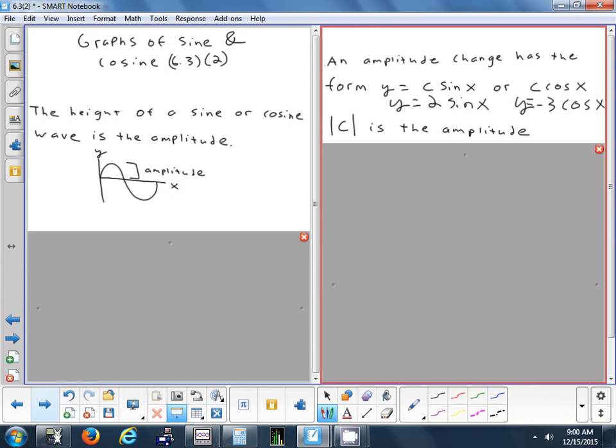Right, so what would be the amplitude of this function? 2 sine x. 2. How about the amplitude of -3 cosine x? 3. What if I got rid of the negative? It's still 3. Okay? Negative has no effect on the amplitude, just has an effect when you sketch it. Causes a flip. Okay, and as I said before, amplitude is always positive.